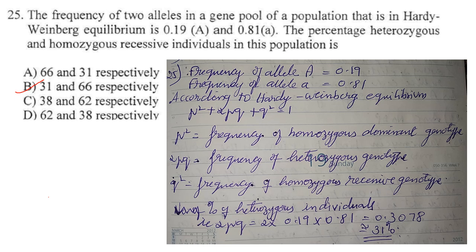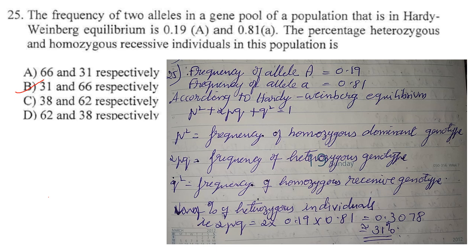So according to Hardy-Weinberg equilibrium, p square plus 2pq plus q square is equal to 1. p square is frequency of homozygous dominant genotype. 2pq is frequency of heterozygous genotype. q square is frequency of homozygous recessive genotype. So percentage of heterozygous individuals, that is 2pq, is equal to 2 into 0.19 into 0.81, which is 0.3078 or 31%. That is percentage of heterozygous individuals.